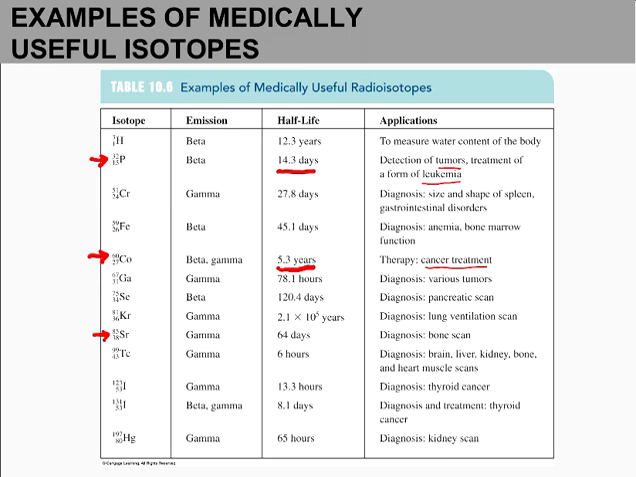Strontium-85 is used in bone scans for diagnosis. And then iodine-123 is used to diagnose thyroid cancer. And also in the treatment, iodine-131 is what's used in the treatment of thyroid cancer. And so there are a lot of different tracers we can use in medicine. So even though radioactive elements can be dangerous, we can use them to help people.